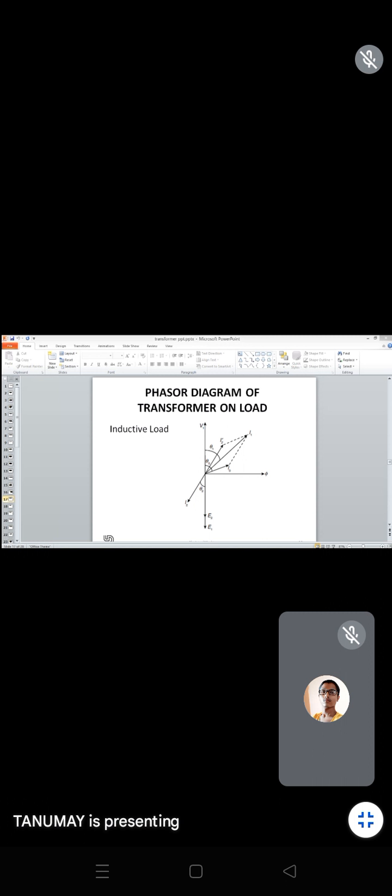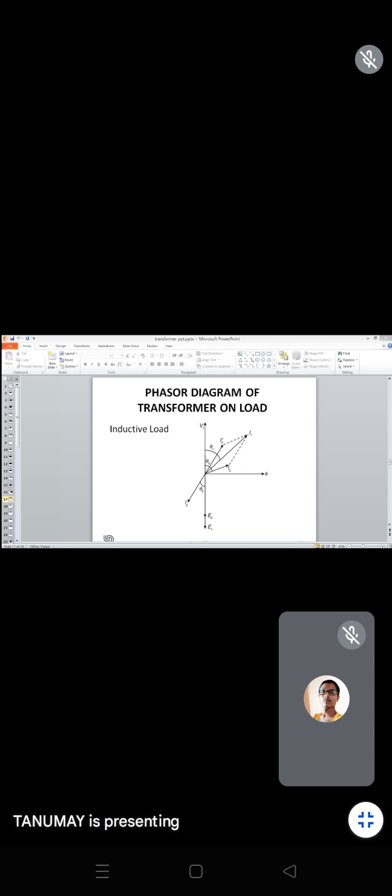That's why I2 will try to lag from this particular V2 with the angle theta 2. Similarly, why is this I2 amount of current flowing? When the transformer has current flowing on the secondary side, it will try to draw or extract one extra current I2 dash from the transformer primary side.